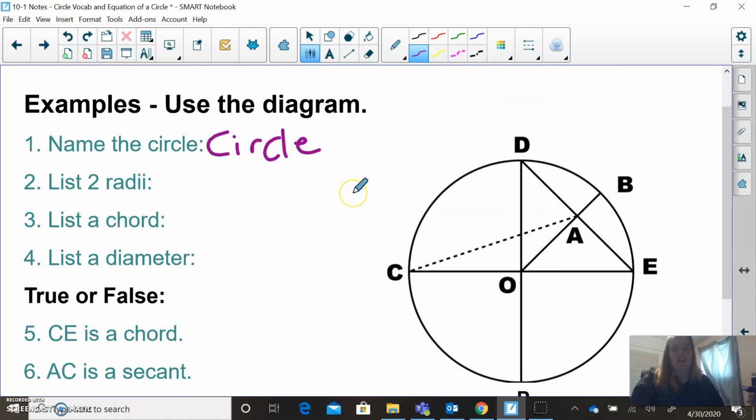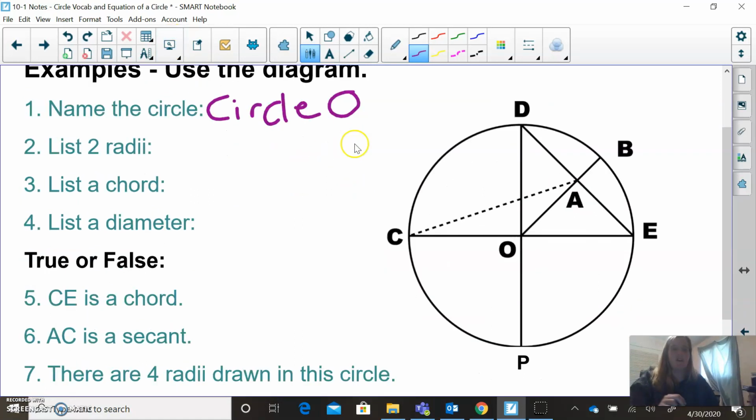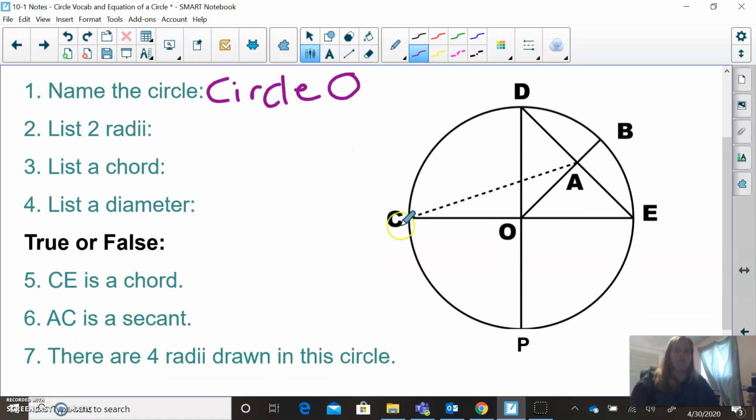Okay, that is circle O. Like I said, big letter, we use uppercase letters, so that's circle O. Name 2 radii. So we've got a bunch in here, but let's name 2 of them. So CO is a radii, and also we can use, let's do DO.